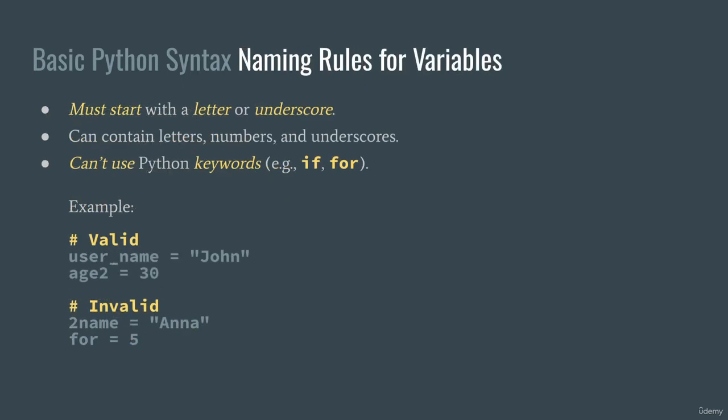A variable name must start with a letter or an underscore. You can also use numbers within the name but not at the start. Also, be careful not to use Python keywords as variable names, as that is not allowed.